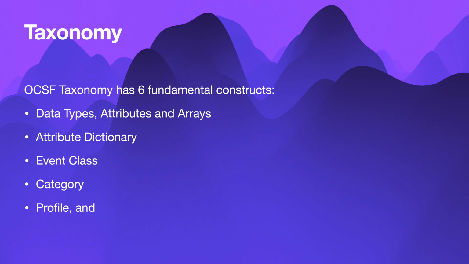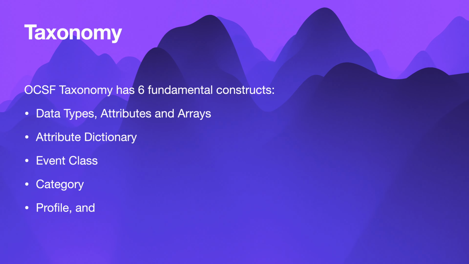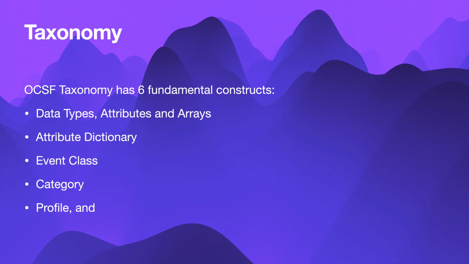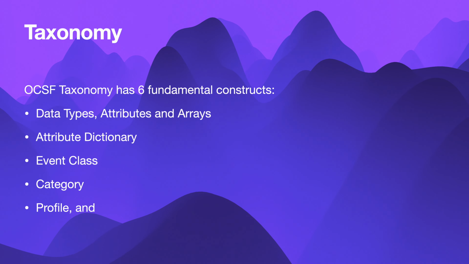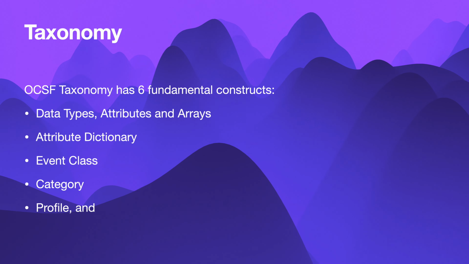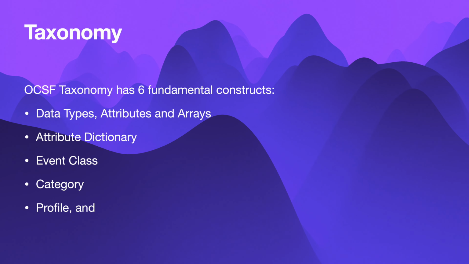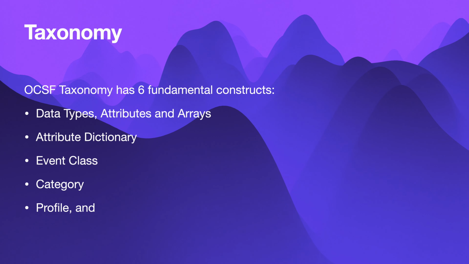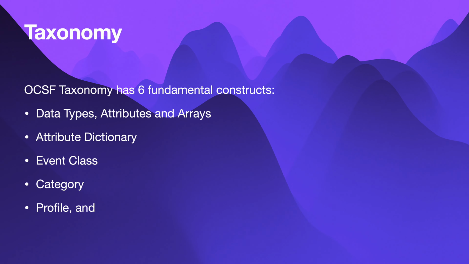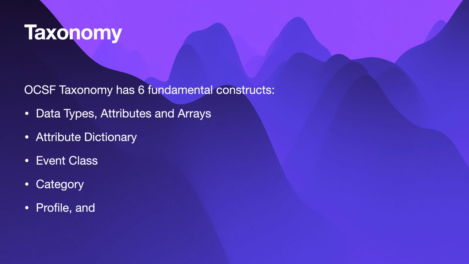So data types. If you're from a technology background, you understand what data types are, but let's look at what kind of data types OCSF is using. They have used primitive, scalar and complex data types. The examples for primitives are strings, integers, floats, booleans, etc. For scalars, they've used timestamp, IP addresses, MAC addresses, usernames, etc.